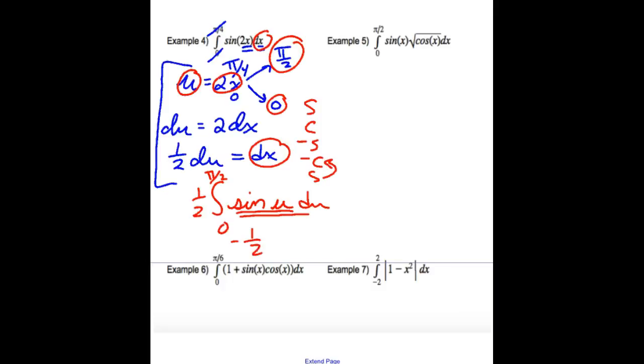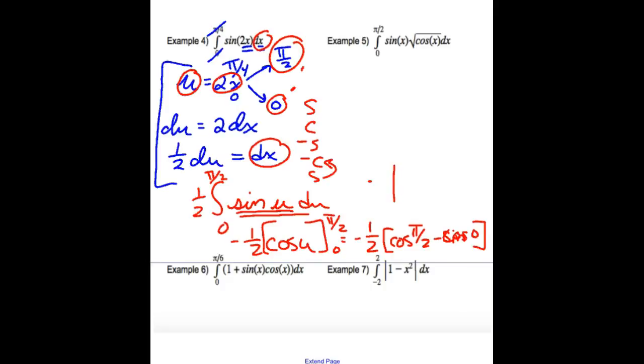So I do negative 1/2 cosine u evaluated from, not these, and that's why it helps to cross them off so you know you've changed them, from 0 to pi halves. And then I like to put the negative 1/2 out front, and I do cosine pi over 2 minus cosine of 0. Cosine pi halves is the x value up at pi halves, which is 0. Cosine of 0 is the x over here, which is 1. So that'd be 0 minus 1, leaving me with a positive 1/2.